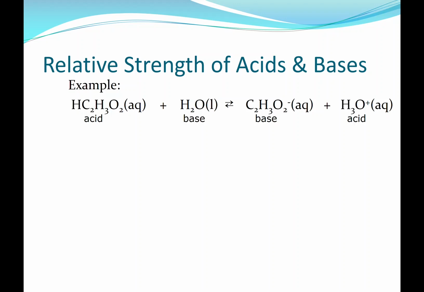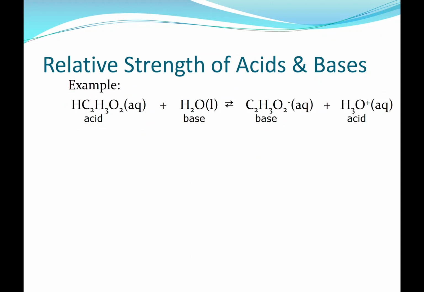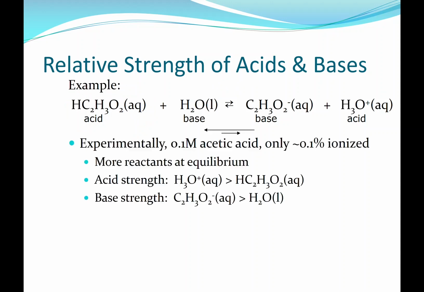And so again, we have two acid-base pairs. We have our acetic acid and the acetate ion as its conjugate base, and we have water and hydronium ion as a conjugate acid-base pair as well. We're going to look at that equilibrium and look at what this means in terms of the acid-base strengths. So we'll be comparing the two acids in this reaction to the two bases in this reaction.